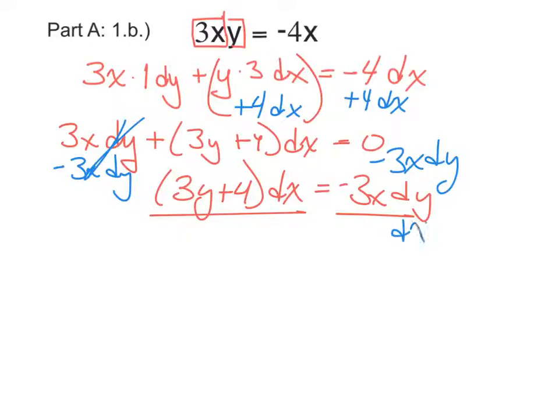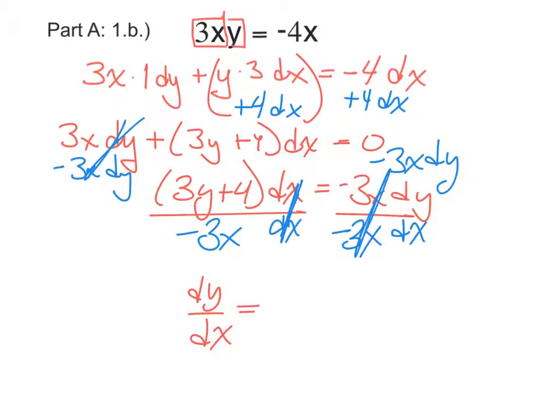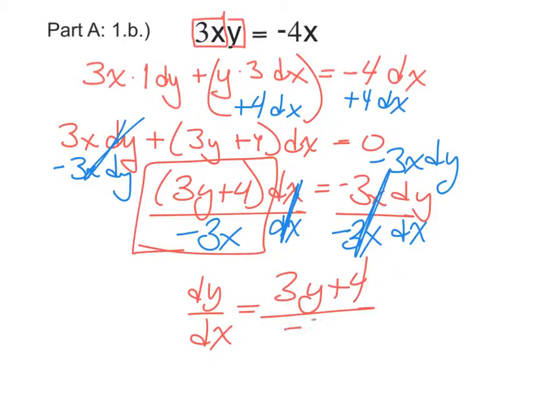So I want to have dy dx over here, which means I need to divide by it on both sides, getting it to cancel on the left. I also want dy dx to be alone, so I'll divide by the negative 3x here to get these two to cancel. And then we can see that our dy dx, our derivative, is going to equal this part right here, 3y plus 4 over negative 3x.